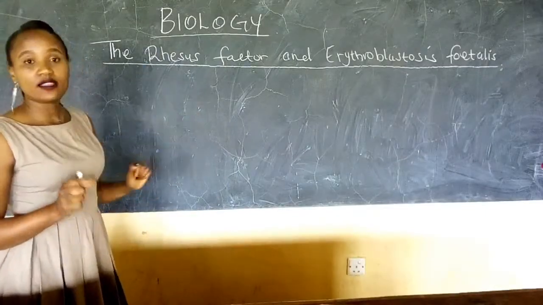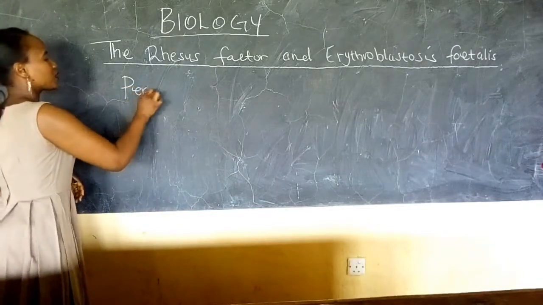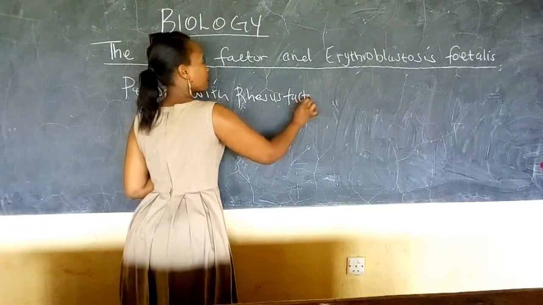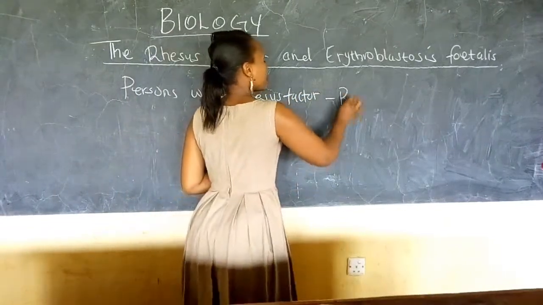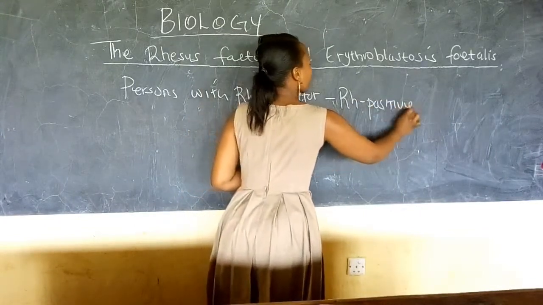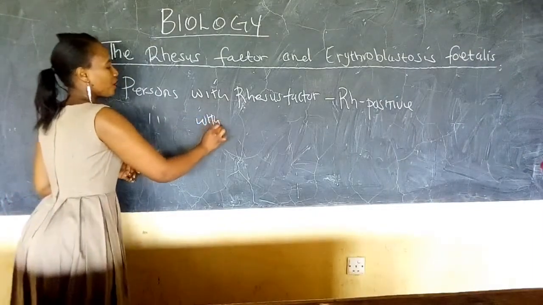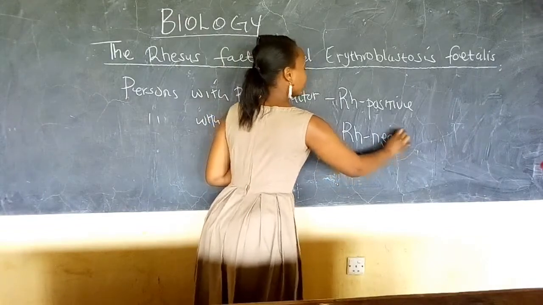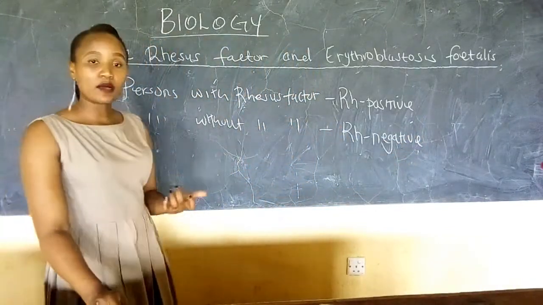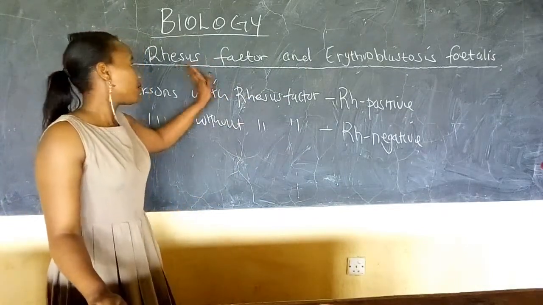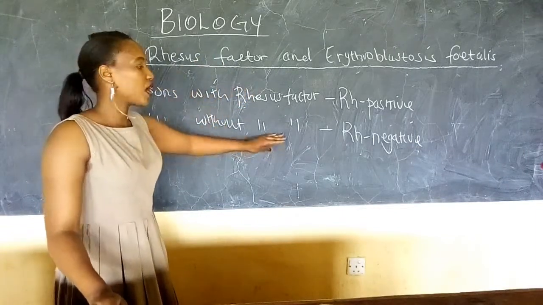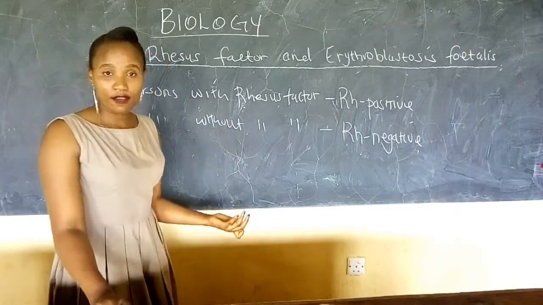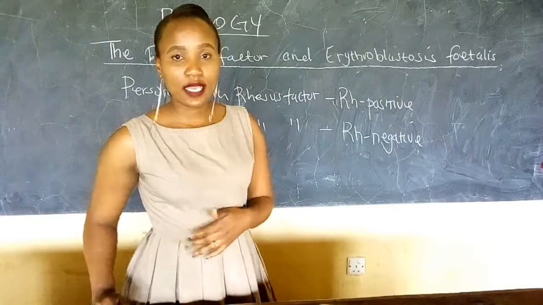Persons with this protein in the red blood cells are known as rhesus positive, and persons without rhesus factor are known as rhesus negative. So some persons have this factor in their red blood cells, and there are those without it, and we want to look at the implications of either having or not having this protein in the red blood cell membrane.